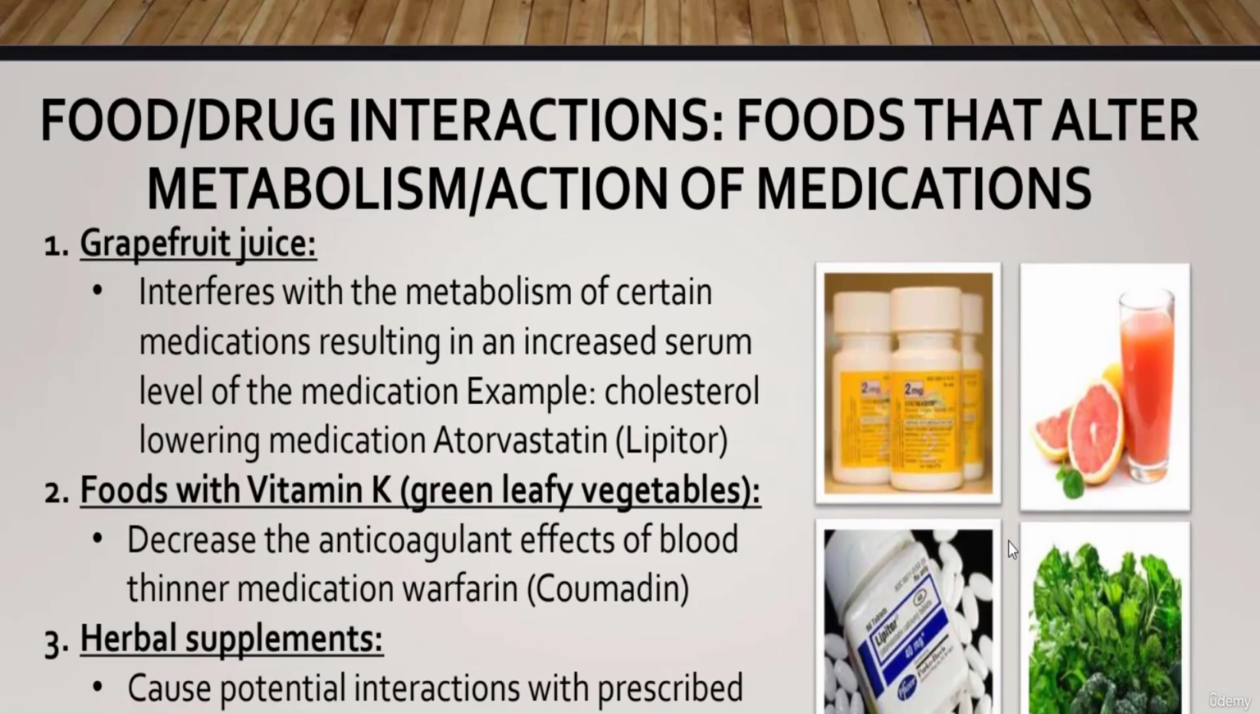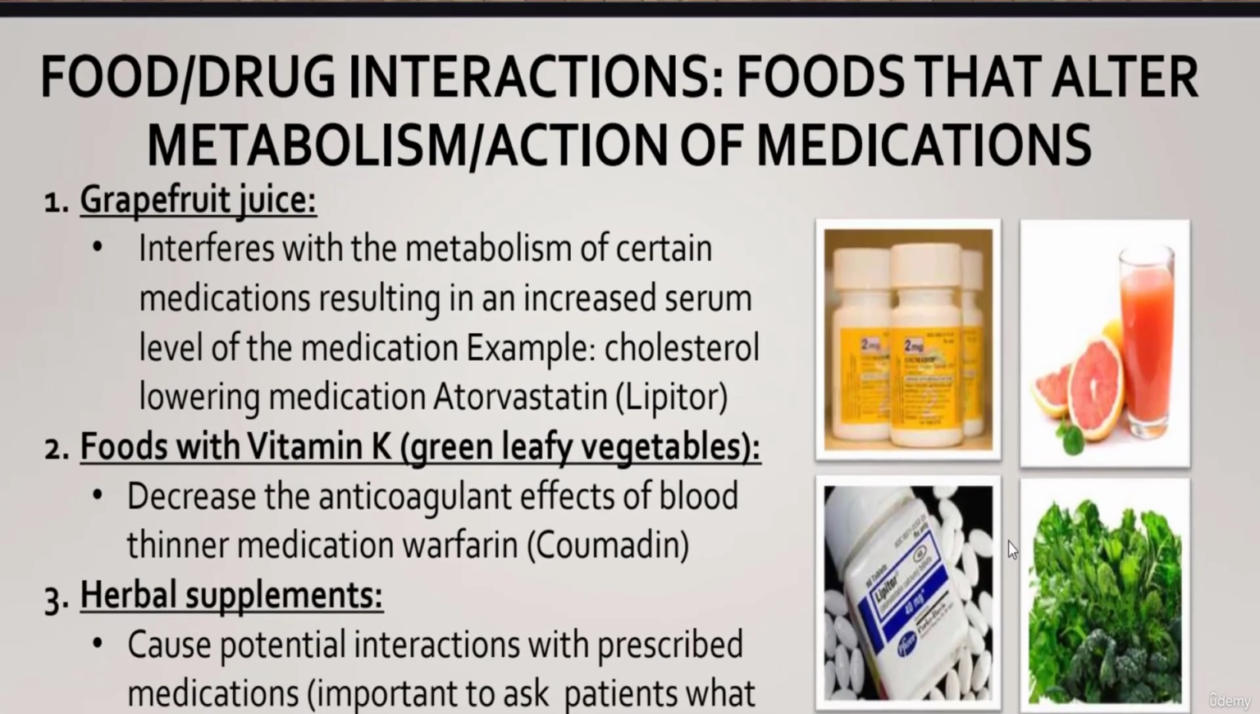Food and drug interactions: foods that alter the metabolism and action of medication. So, for example, grapefruit juice interferes with the metabolism of certain medication, resulting in an increased serum level of the medication. Example, cholesterol lowering medication, atorvastatin, Lipitor. Okay. Foods with vitamin K, green leafy vegetables, decrease the anticoagulant effects of blood thinner medication, warfarin, Coumadin.